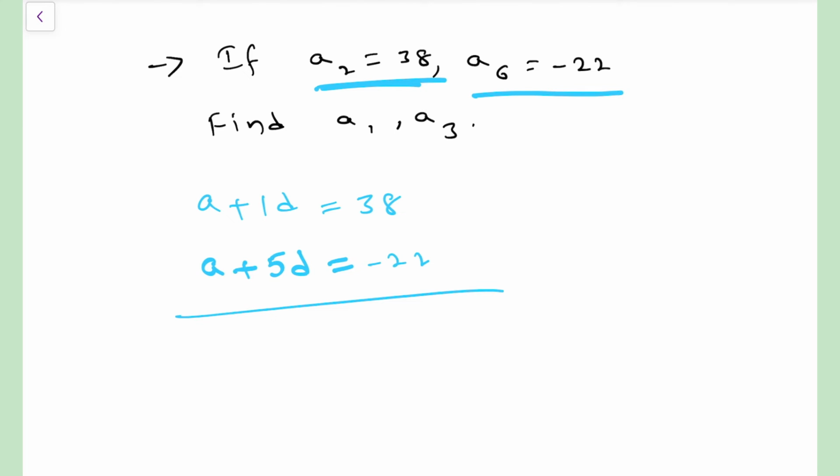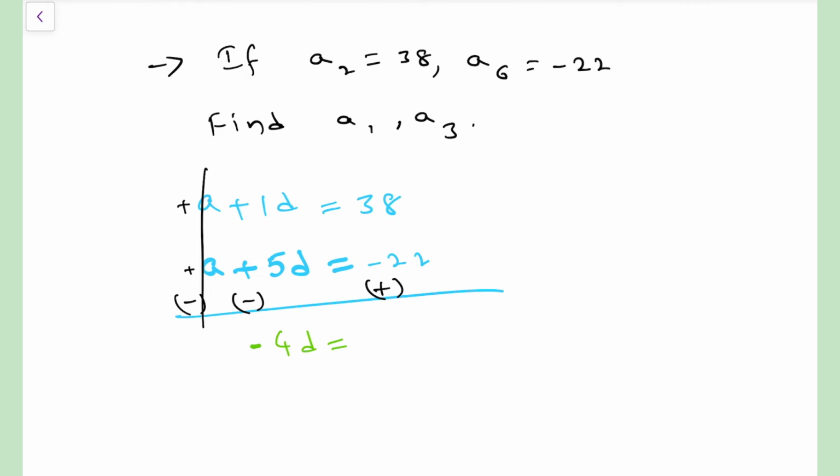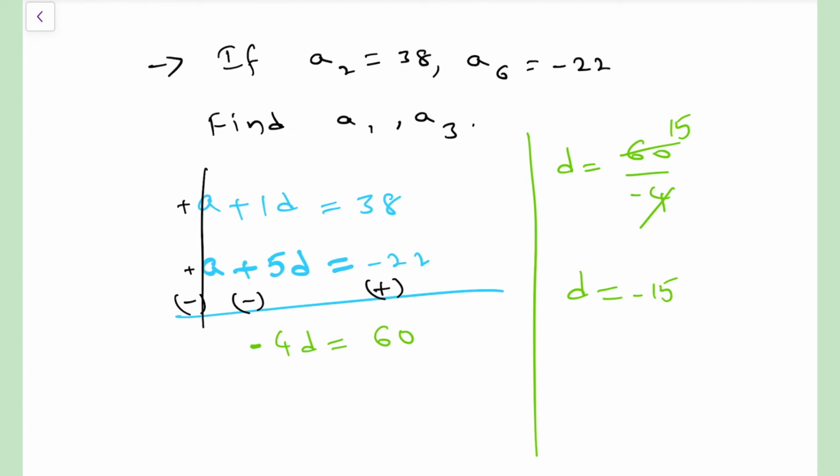Let us solve these two equations by the elimination method. Here before a nothing is there, means plus; here before a nothing is there, means plus. Both the same symbol, so we will do subtraction. Plus becomes minus, plus becomes minus, minus becomes plus. Plus a cancels. 1d minus 5d is minus 4d, equals 38 plus 22, which is 60. Then we need to find the d value. So d equals 60 divided by minus 4. 4 fifteens are 60. So d equals minus 15.